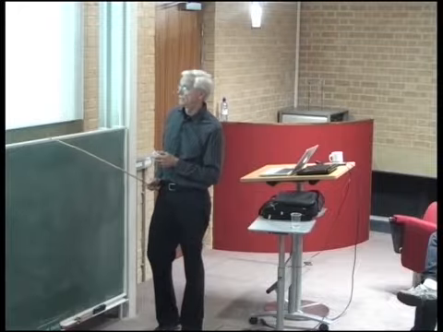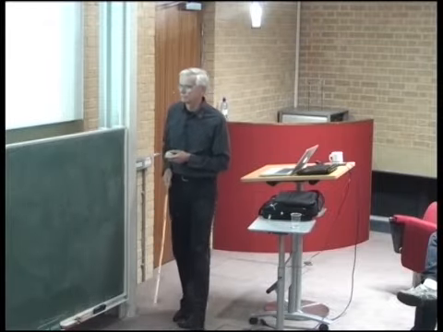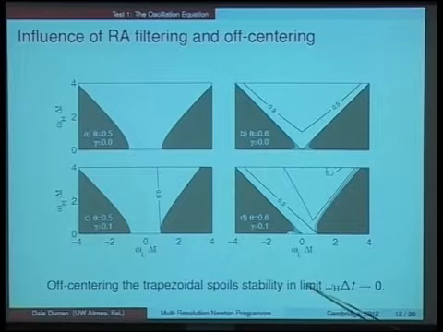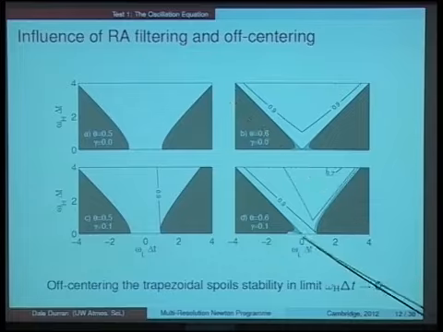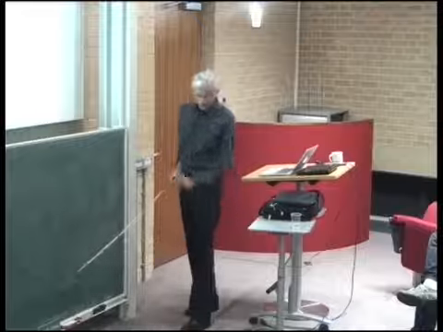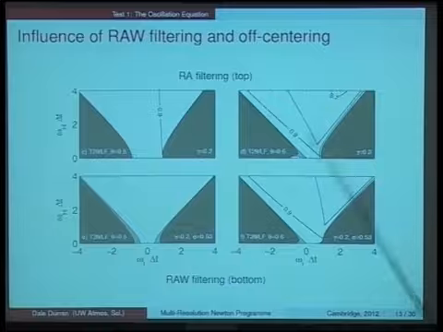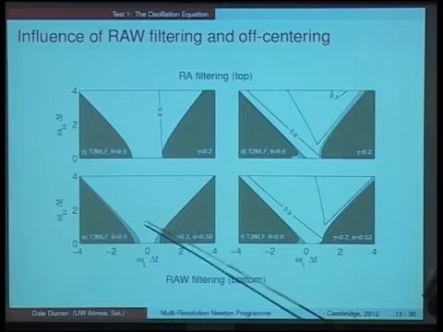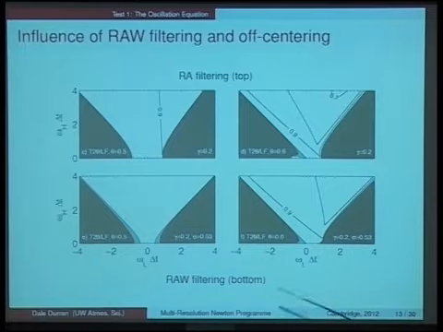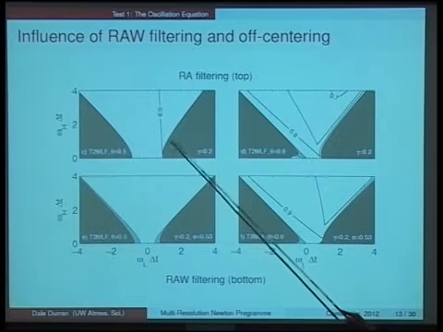Now if we go to the, so there we go, off-centering spoils the trapezoidal stability in the limit of moving down this axis. We wind up with an unstable region. The raw filtering and the off-centering does the following things. The raw filter business is on the bottom, just for comparison. The bottom two plots in the last picture are reproduced up here.